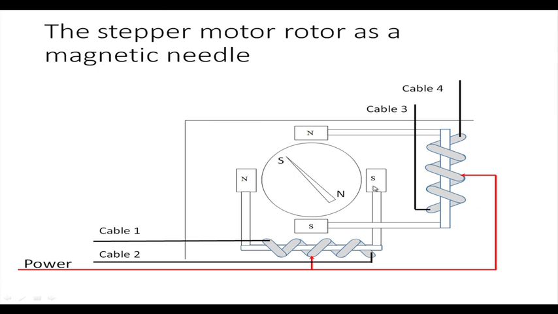So, we understand that this way the polarity of these stator poles can be controlled simply by switching the voltage states of cable 1, cable 2, cable 3 and cable 4. How does the rotor, which is a permanent magnet represented by this needle, respond to this sort of voltage change, I mean polarity change?